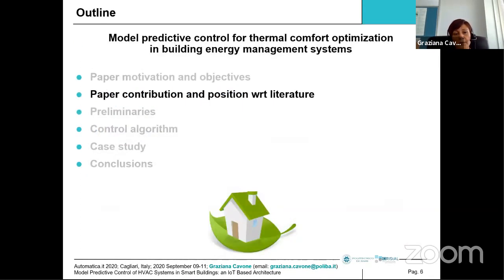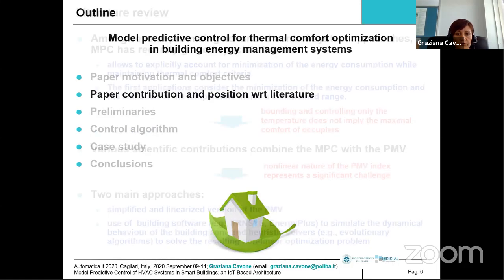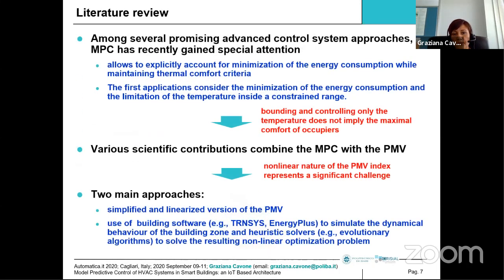Let's move on with the paper contribution and positioning with respect to the literature. So among several promising advanced control system approaches, the model predictive control has gained a special attention since it allows to explicitly account for the minimization of energy consumption while maintaining the thermal comfort criteria. The first applications in general consider the minimization of the energy consumption, so limiting the temperature inside a constrained range. But of course, this does not imply the maximal comfort for the occupiers.